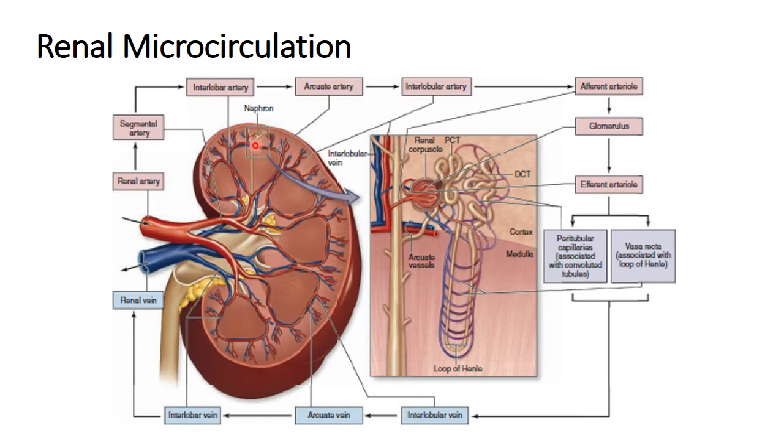The interlobar artery will then give rise to the arcuate arteries that run in the corticomedullary junction. These are all arcuate arteries, and these arcuate arteries will give rise to interlobular arteries. This is the interlobular artery. So again, we have the renal artery giving rise to segmental, interlobar, arcuate, and interlobular arteries.